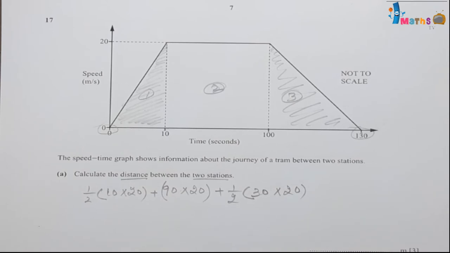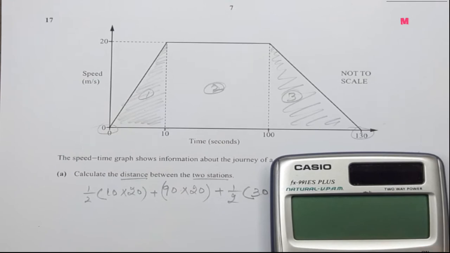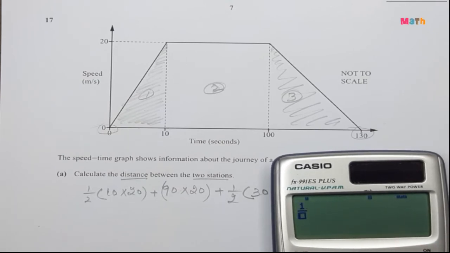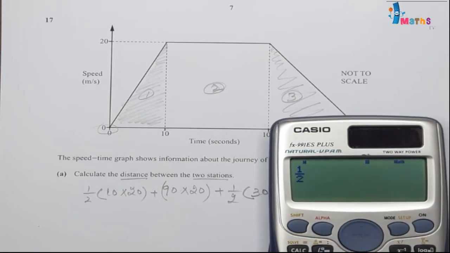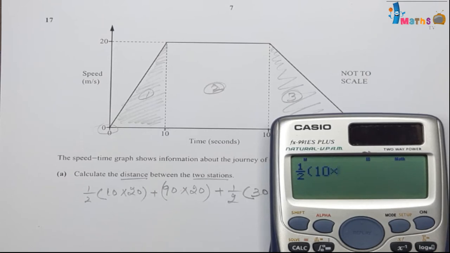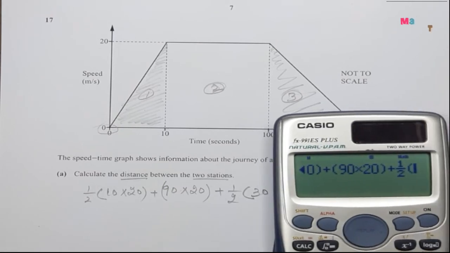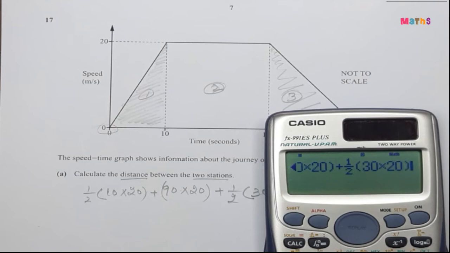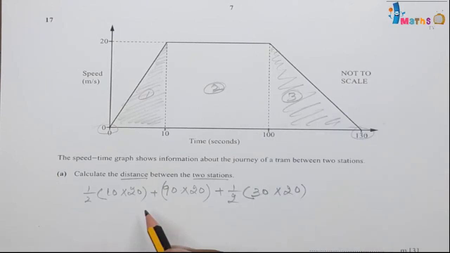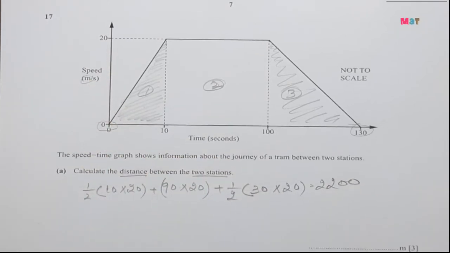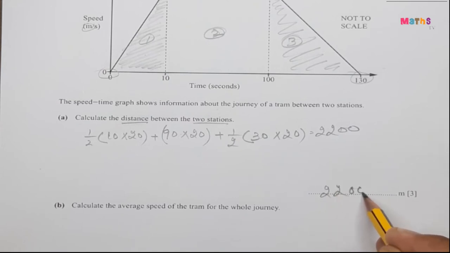So we'll calculate with the calculator. 1 by 2 into 10 multiplied by 20, plus 90 into 20, plus 1 over 2 into 30 multiplied by 20. This will be equal to 2200, and this is in meters, so we can write it as 2200 meters.